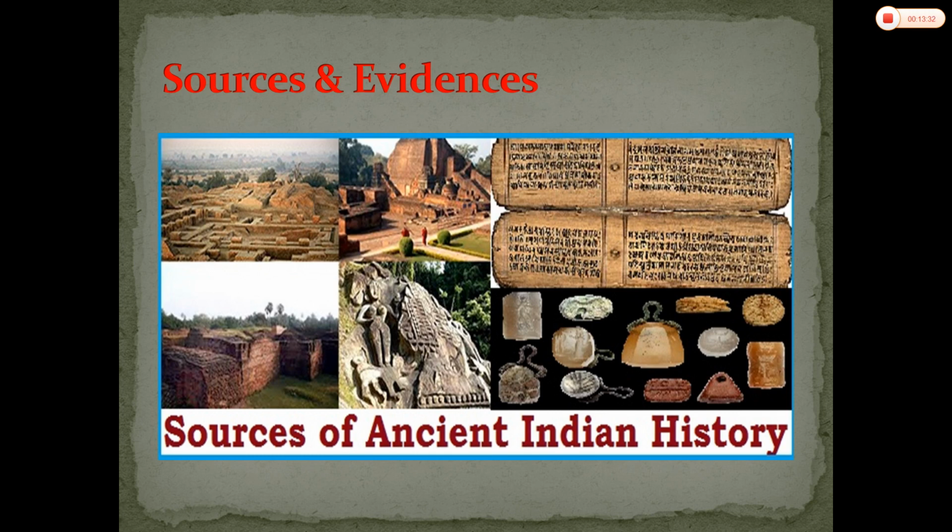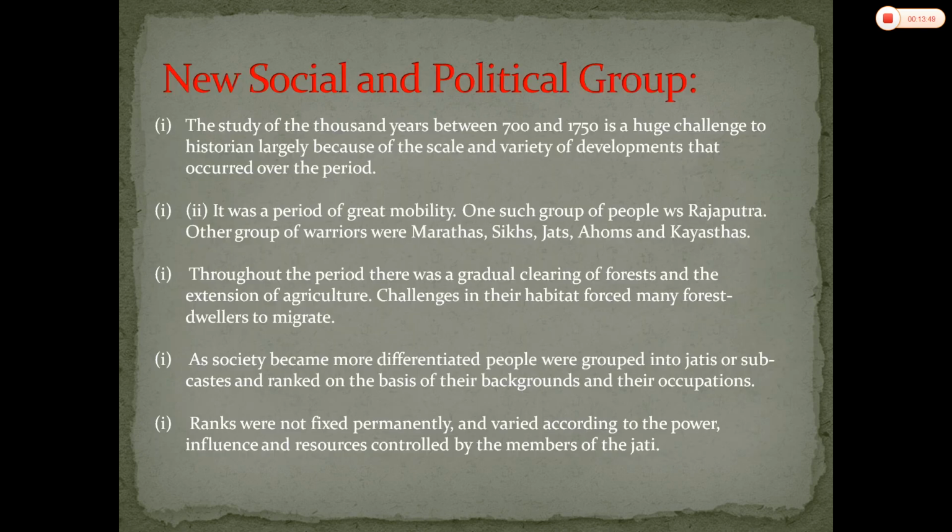See here, the pictures of some of the sources and evidences are given: manuscripts are there, ornaments are there, coins are there, old sculptures are there, old buildings are there. These are all the sources from which we can study history. Now, in the country, at the same time, new social and political groups have started to come. In this medieval period, new social and political groups have started to come in our country.